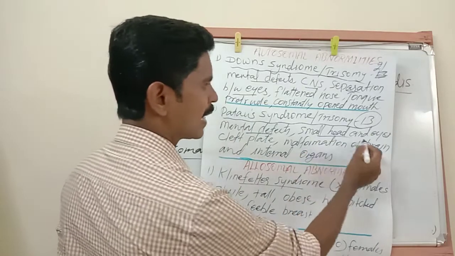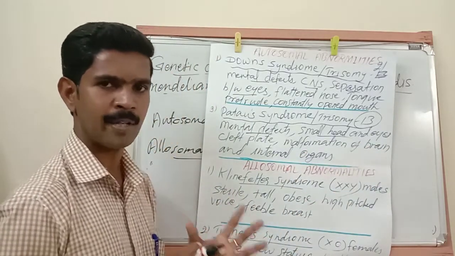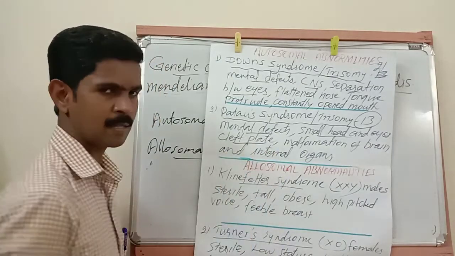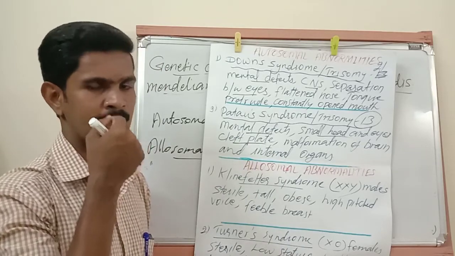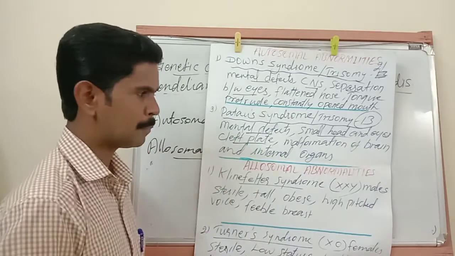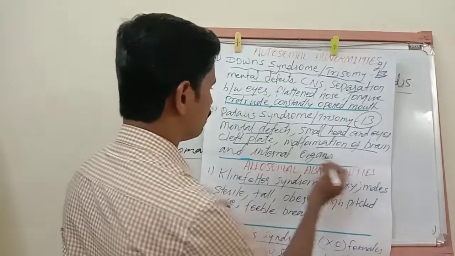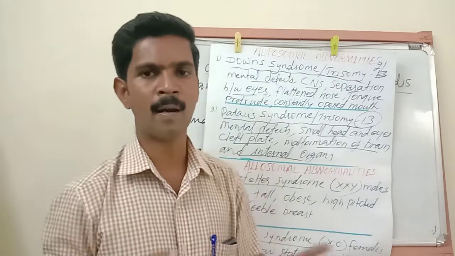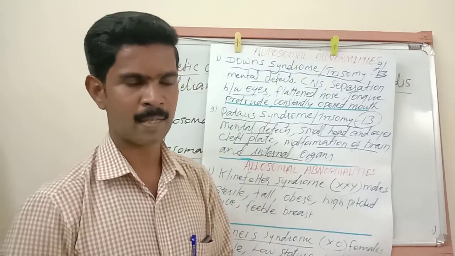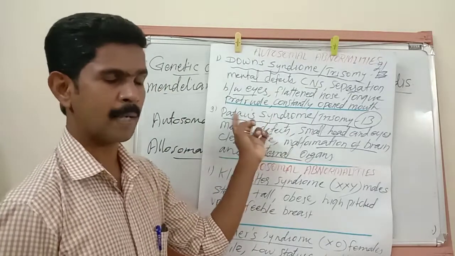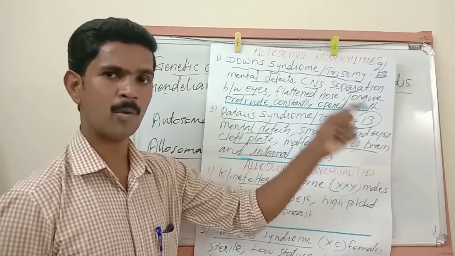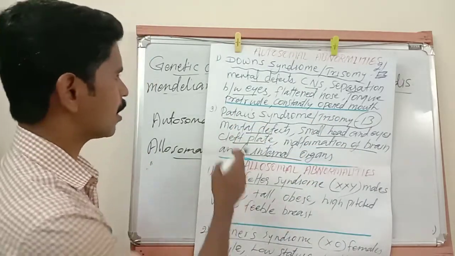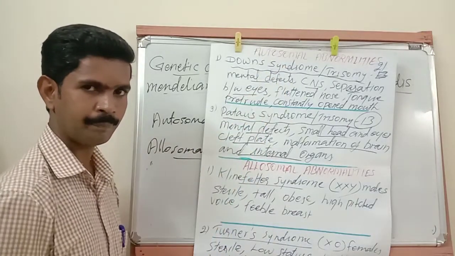Second is small head with small eyes. The size of the head is very small and the eye size is also very small. Then the next one is cleft palate, meaning a small gap is present in this region. The next one is malformation of brain and internal organs. So the affected person's brain and internal organs are not developed properly. Understand? So these are the symptoms of Patau syndrome, otherwise called trisomy 13, meaning one more additional copy is present in the 13th chromosome. So now we completed 2 examples of autosomal abnormalities.